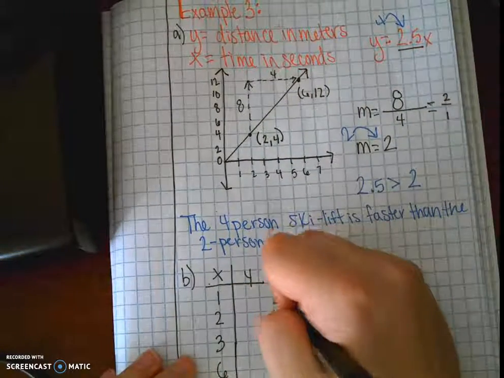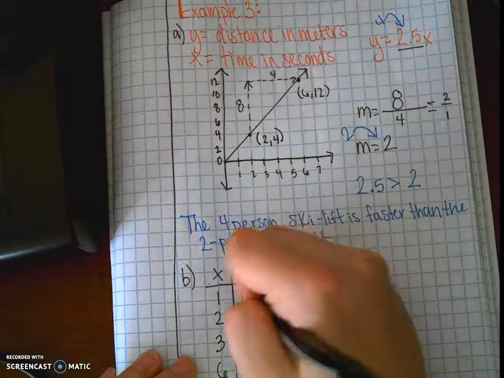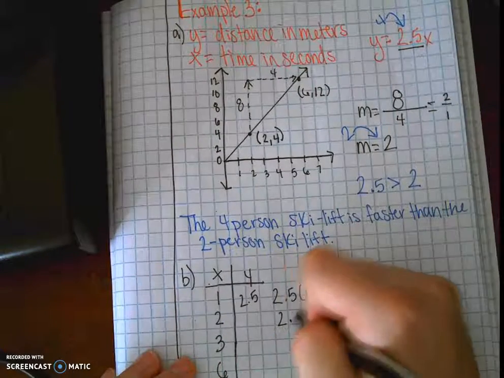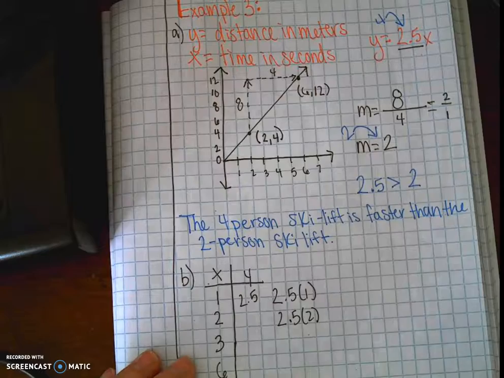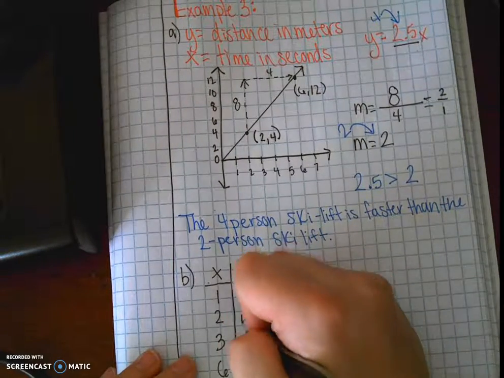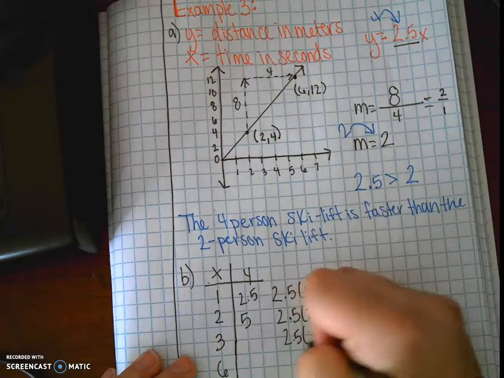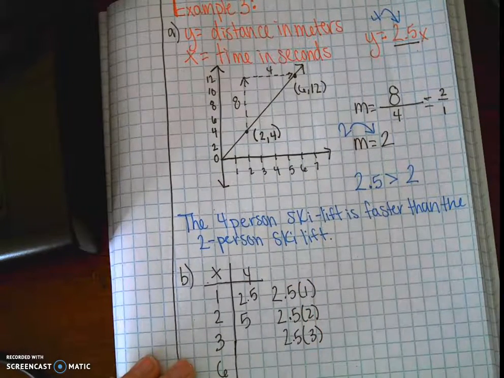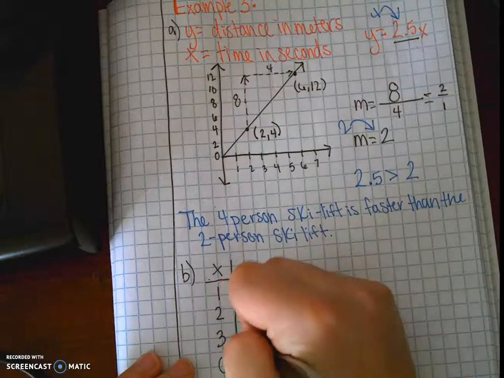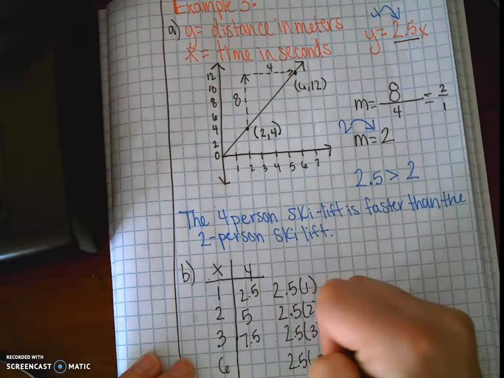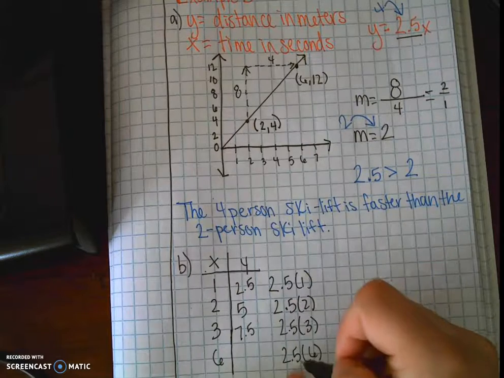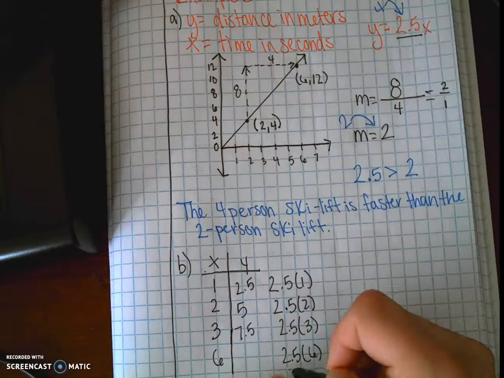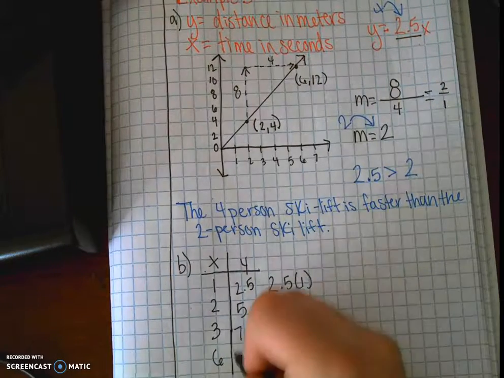So I'm going to plug in 2.5 times 1, I know is 2.5, right? So then 2.5 times 2, well, 2 times 5 is 10, carry the 1, that's 5. Then 2.5 times 3, if I multiply it out, I get, take a moment, 7.5. And last but not least, 2.5 times 6, multiply it out, it's going to be 30, carry the 3, 6 times 2 is 12, so that's 15.